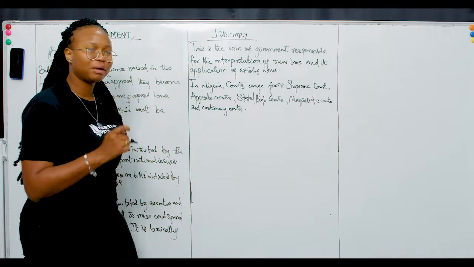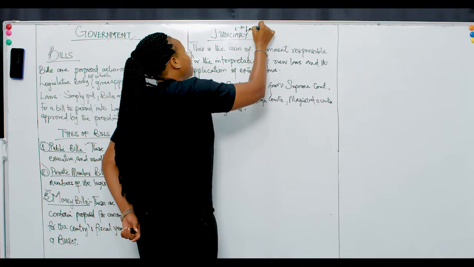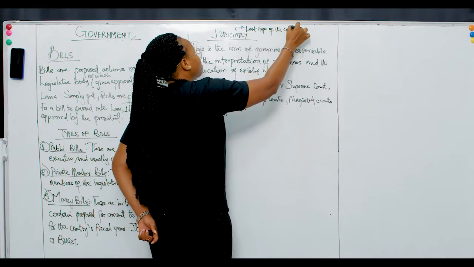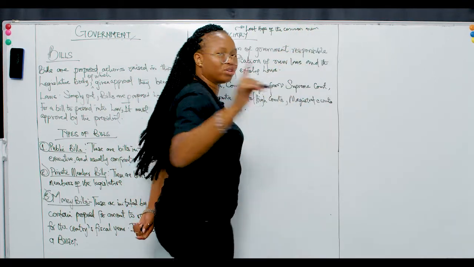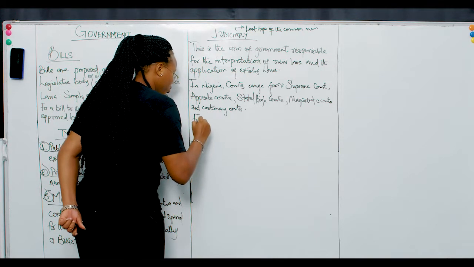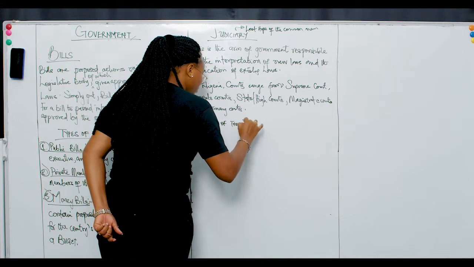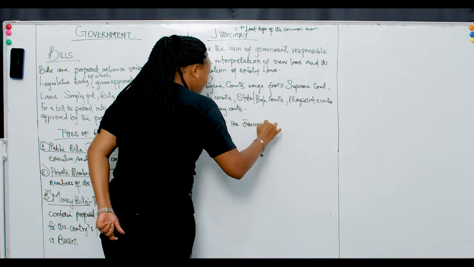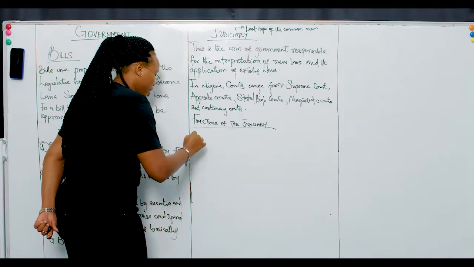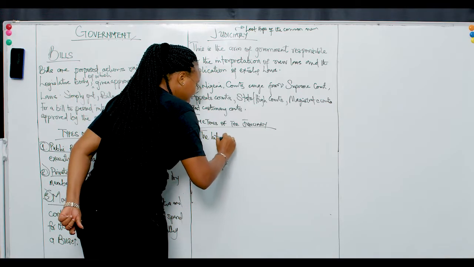Now, there's a popular saying that goes, the judiciary is the last hope of the common man. This is because they perform very unique functions. And as such, we must look at the functions of the judiciary. The first function or role of the judicial system is the interpretation of laws.